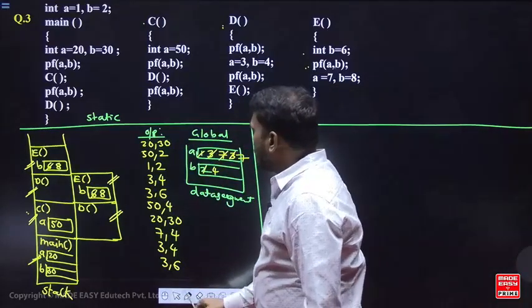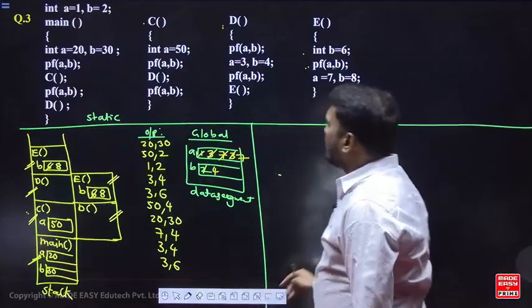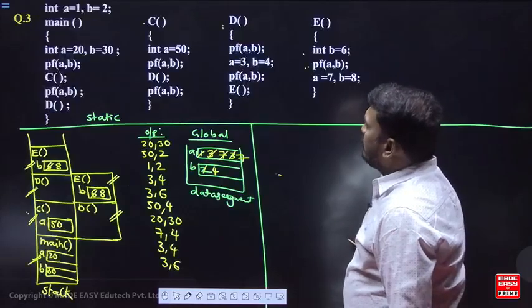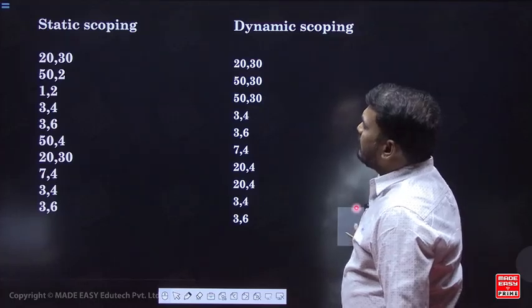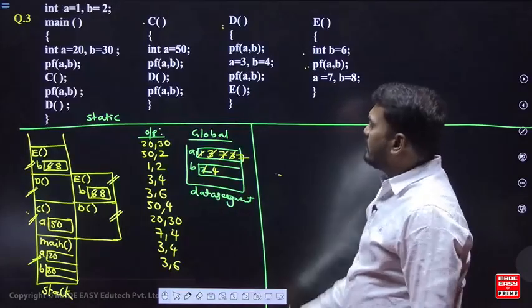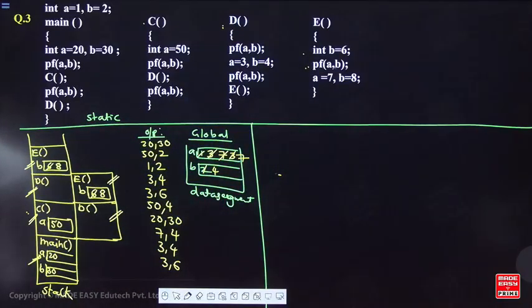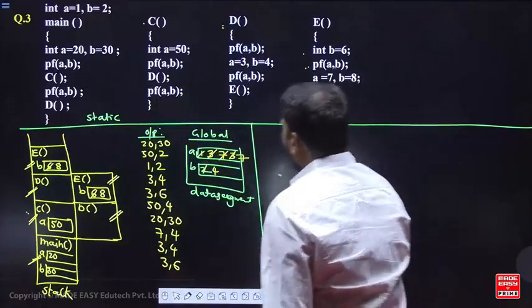Is it matching? Just check it out carefully. Static scoping, I will just check here. 20, 30, 7, 4, 3, 4, 3, 6, then 20, 30, 7, 4, 3, 4, 3, 6. Right. Is this clear? So just in case if anybody wants to copy, you can copy that.